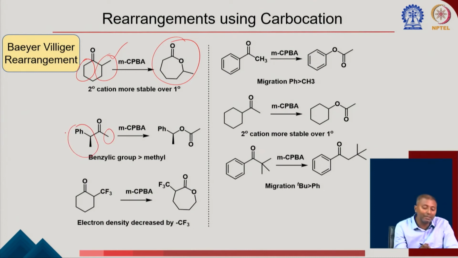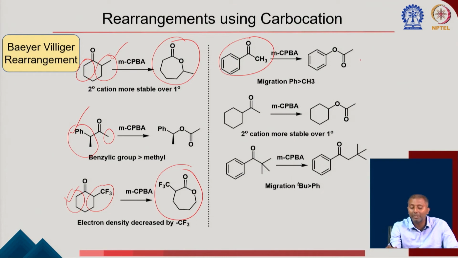If you have a benzylic, then the benzylic will have a better migrating aptitude because the benzylic carbocation gets more stabilized. Again, if you have a CF3 on one side and no electron withdrawing group on the other side, then the side without the electron withdrawing group will be the winner, forming this particular product. We have learned that if you have methyl versus phenyl, then once you put NaOH, this can go to the corresponding phenol. So this is a very important thing: how you convert acetophenone to phenol in one shot. Again, phenyl is better than CH3.